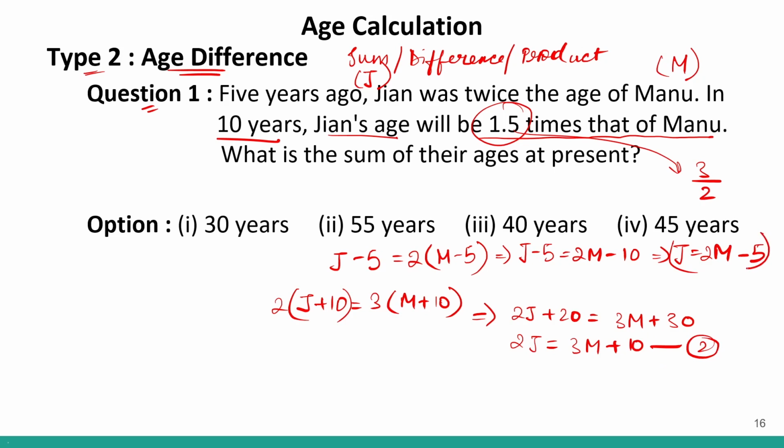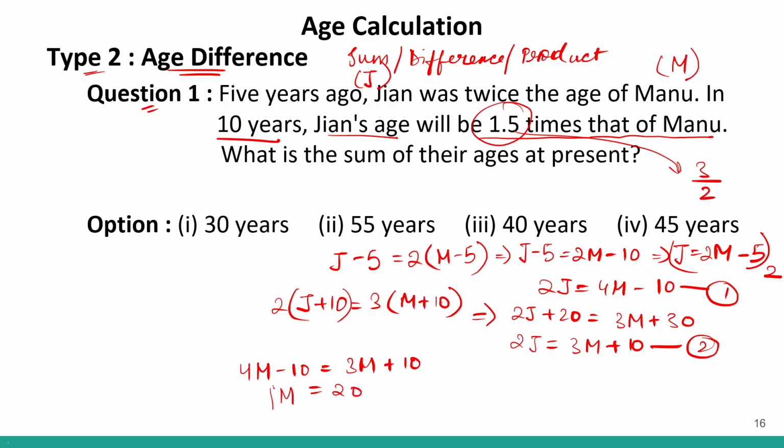If I multiply this equation by 2, what will I get? I'll get 2J equals 4M minus 10. This will be my equation number 1. Clear? Now from equation number 1 and equation number 2, the values are for 2J. So I can say that 4M minus 10 equals 3M plus 10. Correct? So if I take 3M this side, it will be 4M minus 3M, which will be equal to M. Similarly, if I take 10 this side, it will be 10 plus 10, which will make it 20. So the value of M is 20.